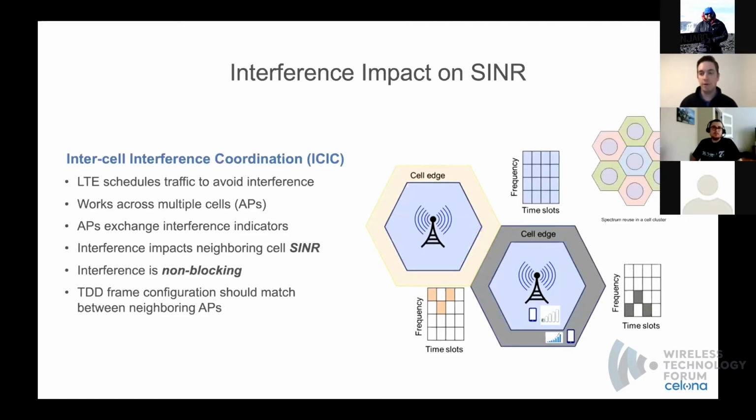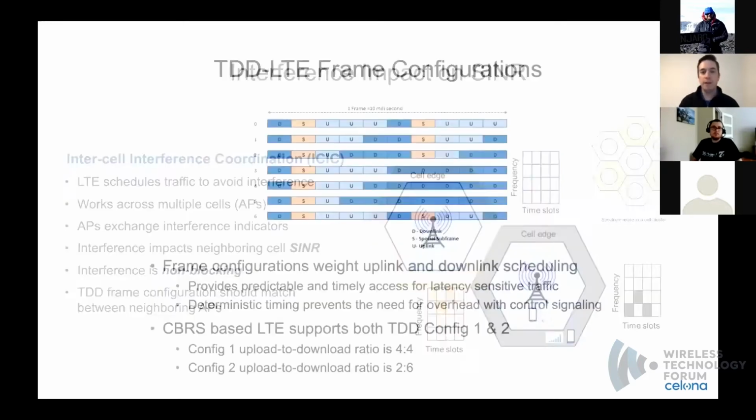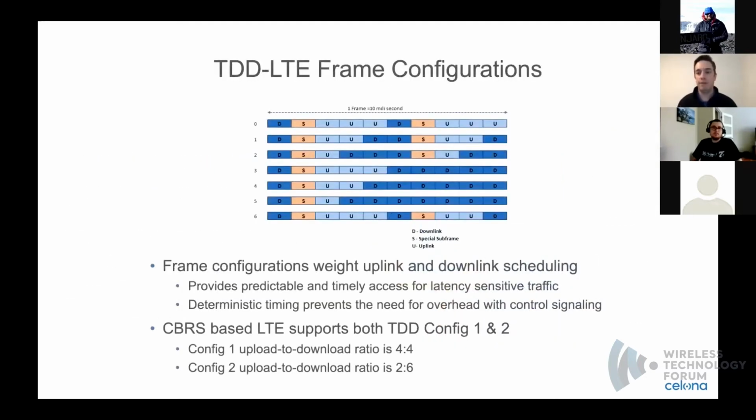And this is where it's important to have a common TDD configuration for uplink versus downlink frame scheduling, because you want your access points and clients to both be on downlink or uplink across cells at the same time, so that interference handling and coordination can be most effective. There are multiple different TDD frame configurations for LTE in the CBRS band. Only two of them are allowed at this point, however. Configuration 1, which weights upload to download from a subframe configuration evenly, and config 2, which provides higher weight to download traffic.